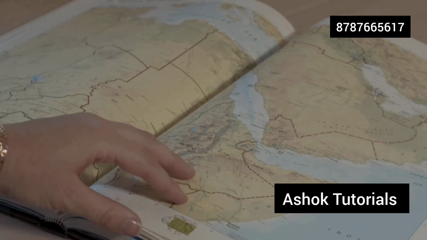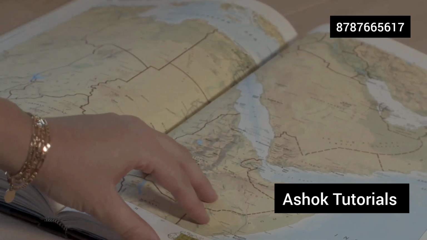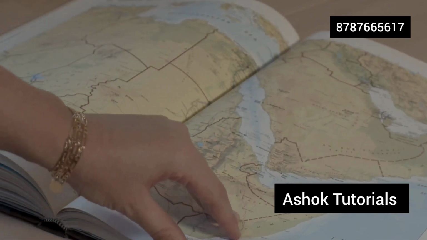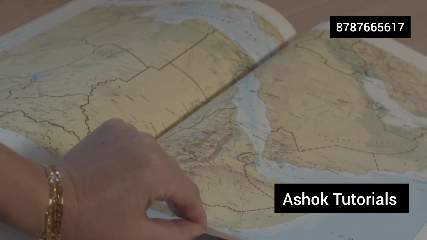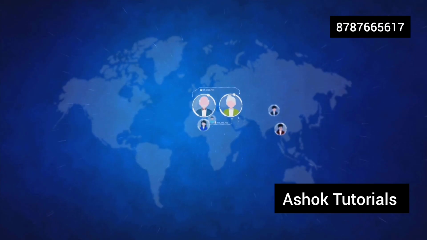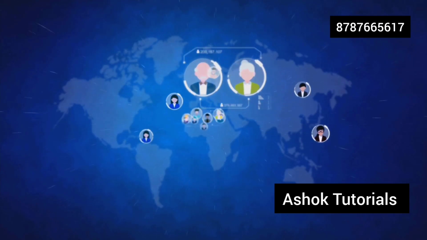Symbols are used to represent different features on a map. These symbols can be simple shapes like circles or squares, or more complex images like trees or buildings. Maps usually have a legend that explains what each symbol represents.